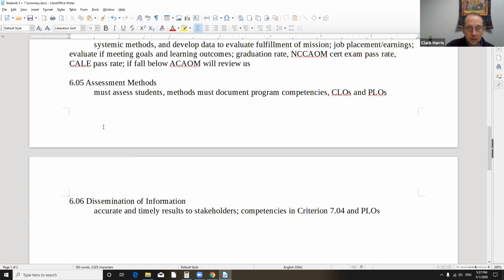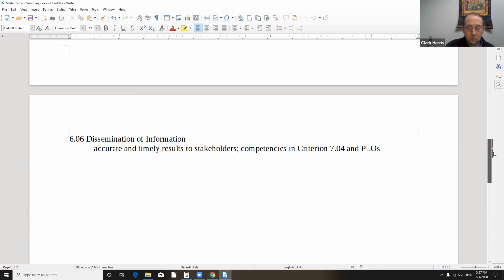6.05 is assessment methods, we must assess students. Methods must document program competencies, including CLOs and PLOs, or course learning outcomes and program learning outcomes.